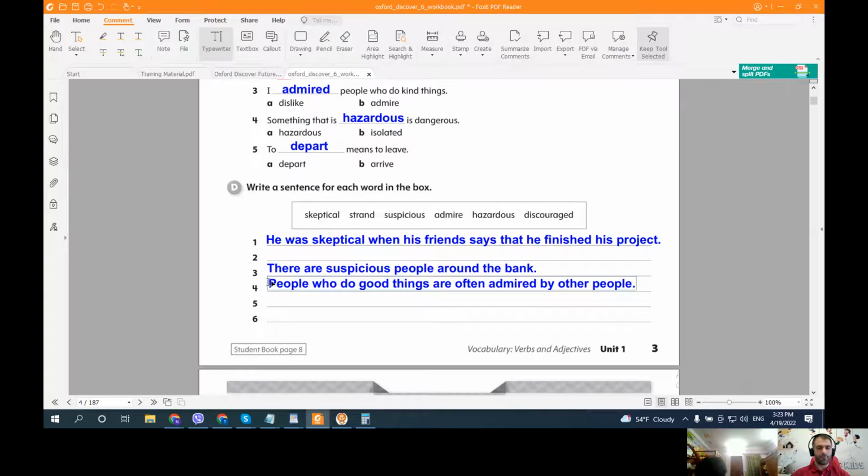Very nice. Okay, number 5. That place is hazardous, so no one goes there. And number 6, discouraged. Many people often feel discouraged when they get low grades. Okay, discouraged.